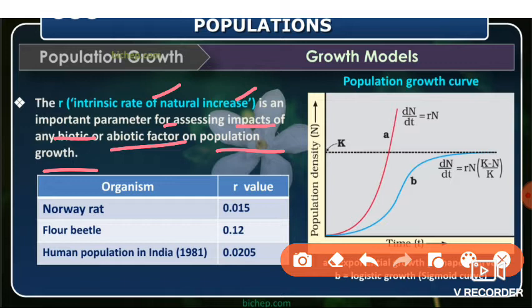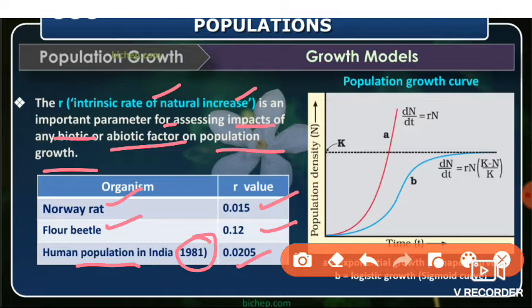For convenient study purposes, they gave some examples here. For the Norway rat, the r value, the intrinsic rate of natural increase, is 0.015. Another example is the flour beetle, which is 0.12. It has increased more here. And the r value for the human population in India in 1981 is about 0.0205.